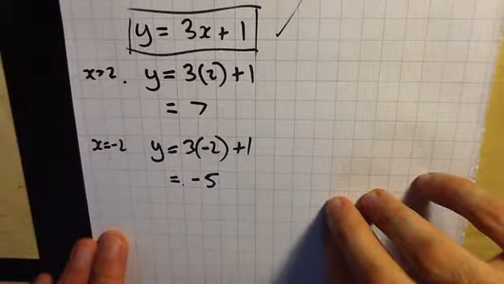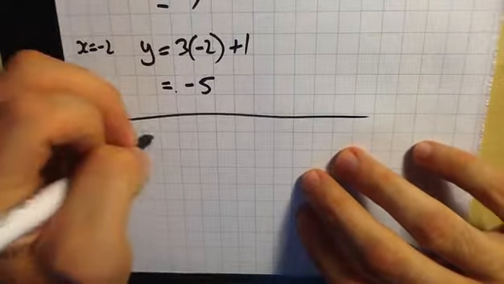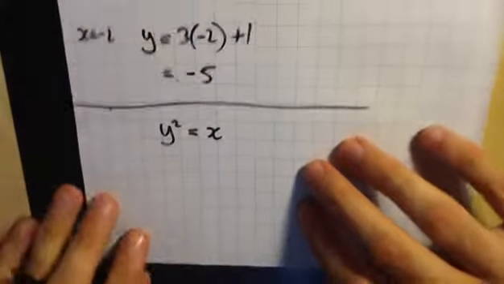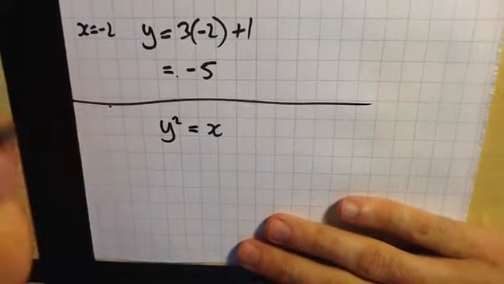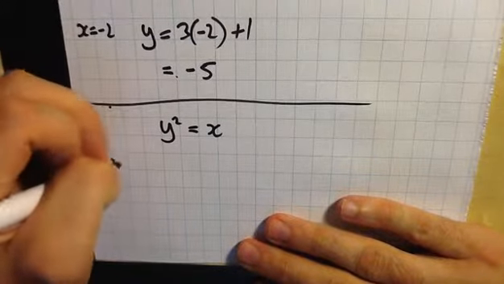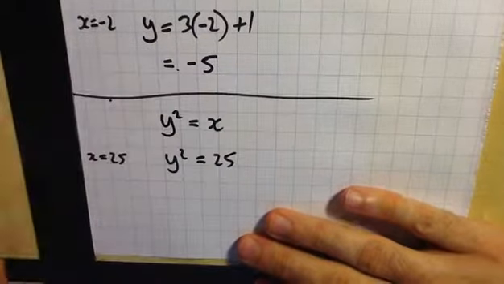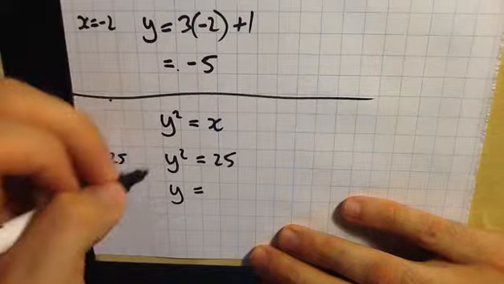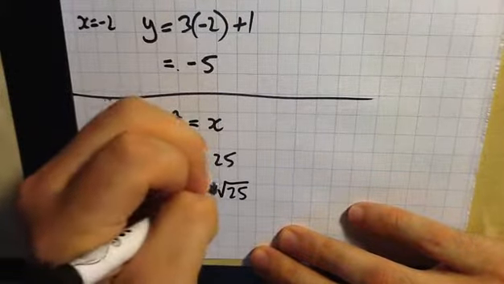What happens if I have another equation? So let's say I've got an equation and I make the equation y squared equals x. Okay? Alright, and let's see what happens when, let's pick a value for x. Let's say x is equal to 25. Well then y squared would equal 25. Okay? Inverse operation, so alright, square root both sides, so y would equal square root 25.